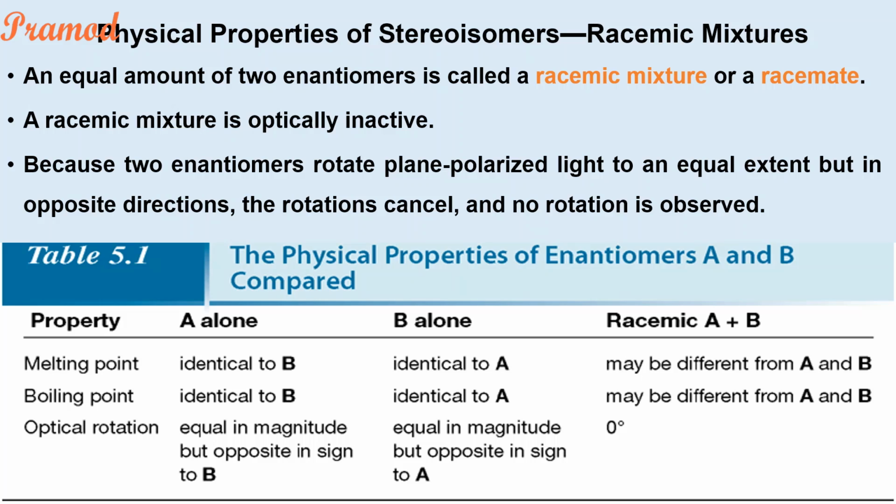Now let us see the properties. The melting point of enantiomer A is the same as that of B, and the boiling point is the same. The specific rotation is equal in magnitude but opposite in sign. In the case of the racemic mixture, the melting point may be different from A and B, but the observed rotation will be 0. These are the properties of a racemic mixture.